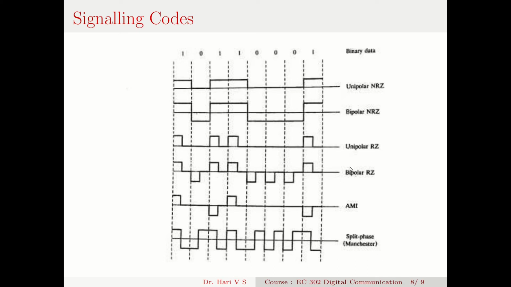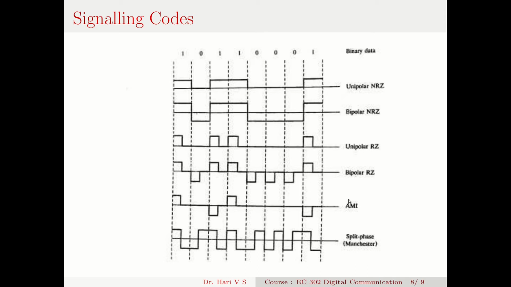Bipolar return to zero means this signal will be bipolar in shape. Here it is a 1, so it is plus V. It returns to 0 at the middle and stays at 0. Then you see a 0, so it goes to minus V. It returns to 0 here and stays at 0. Then it sees a 1, so it goes to plus V and returns to 0. Here again plus V, returns to 0. That is a bipolar return to zero code.